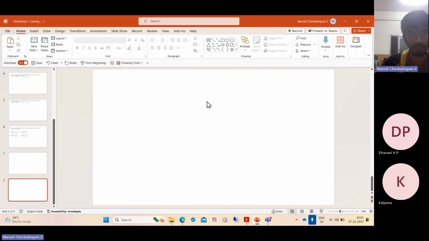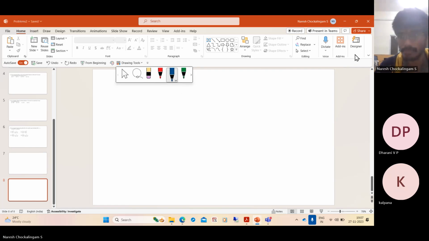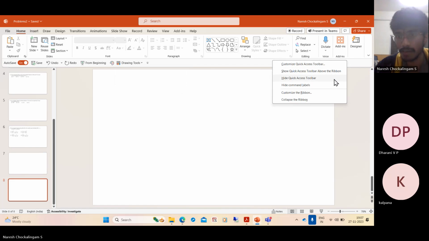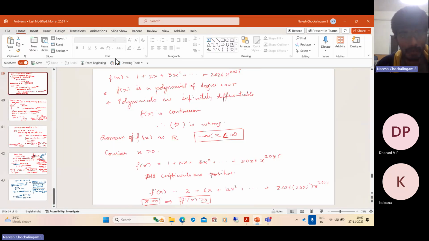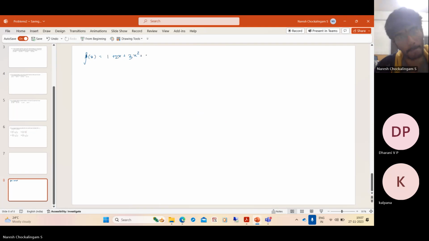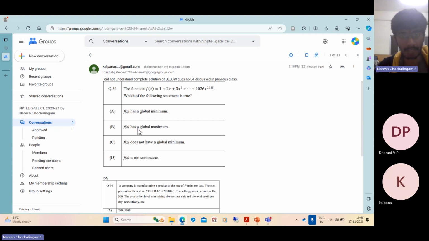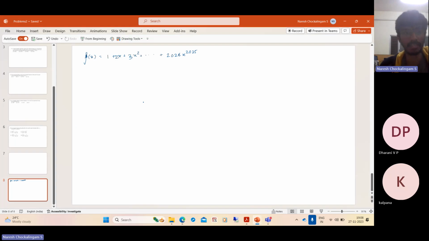You have a polynomial of the form 1 plus 2x plus 3x square and so on up to 2026 x power 2025. And we have certain statements: it has a global maximum, it has a global minimum, it does not have a global minimum, and it is not continuous.